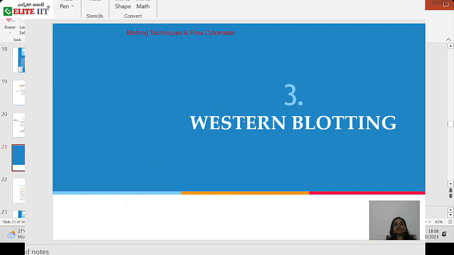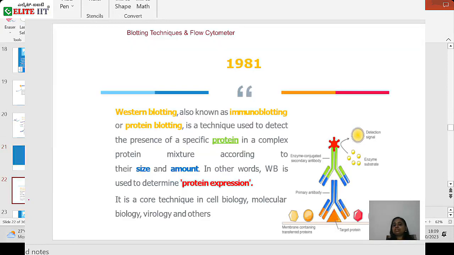Now, Western blotting. Western blotting means you have to detect the protein. In this case, mainly we check the protein expression levels. In other words, Western blotting is used to determine protein expression, and you can determine the size of the protein and the amount of the protein. These are detected through the Western blotting technique. This figure is given for the Western blotting technique.